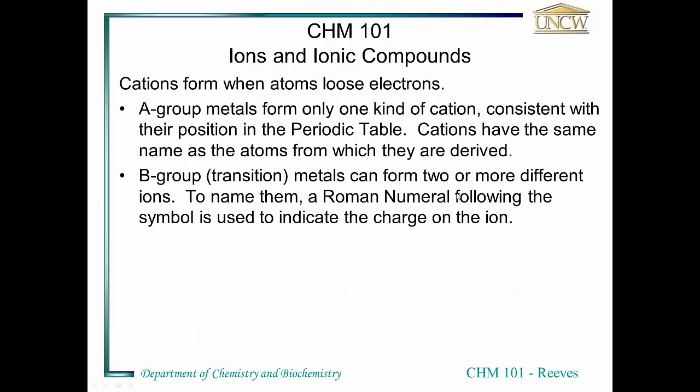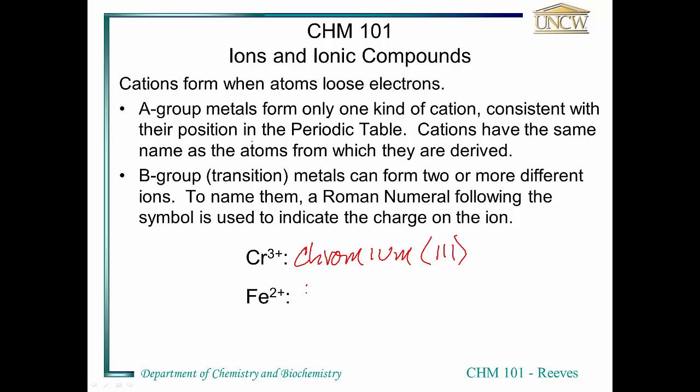B group elements, on the other hand, are a little trickier because many elements in the B group can take on different charges depending on the situation. And so in that case, we have to be explicit not only about the name of the element, but what its charge is. So this is chromium, and in parentheses, I use the Roman numeral 3 to indicate that this is chromium(III). Chromium is a transition metal, and it can take on at least two different charges depending on the situation.